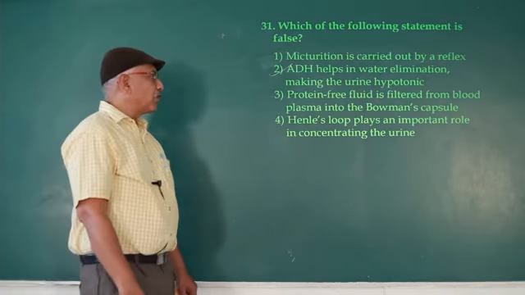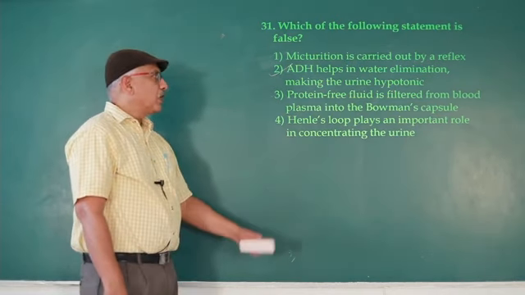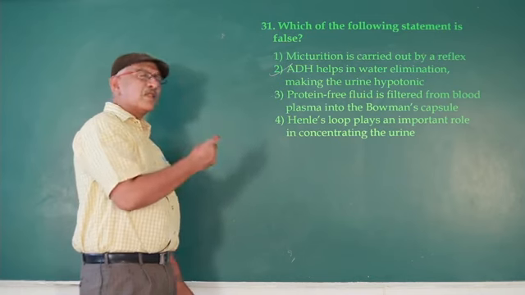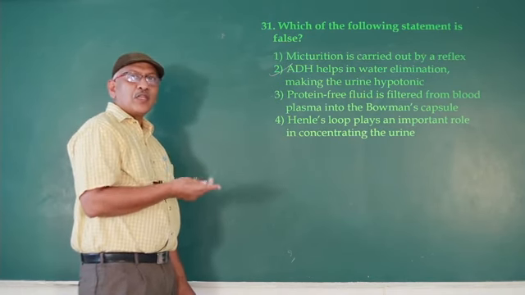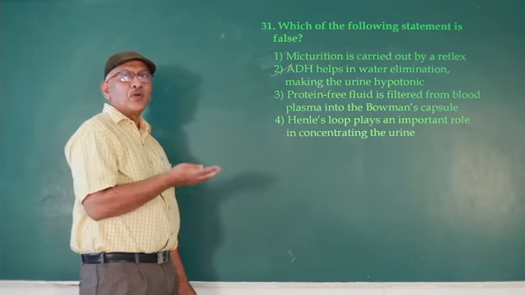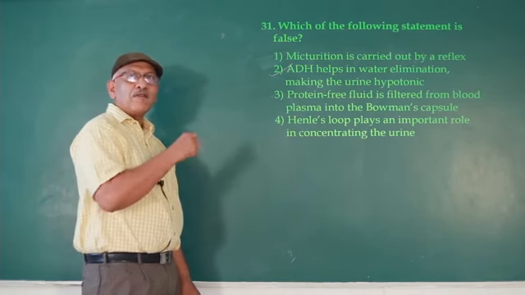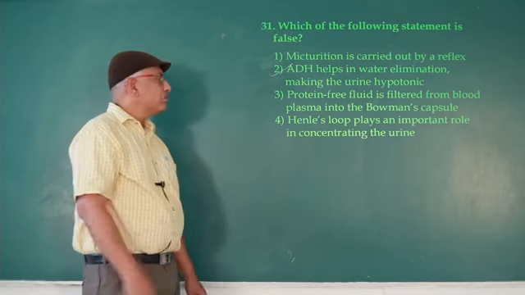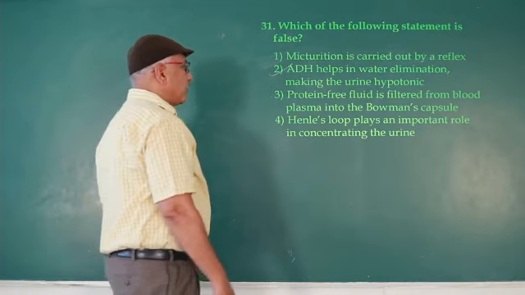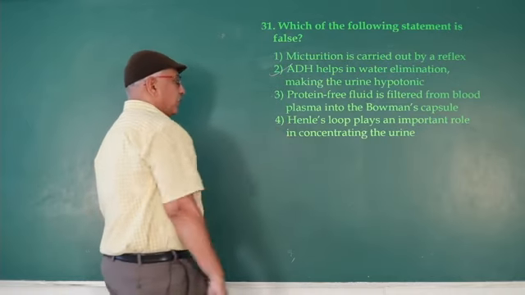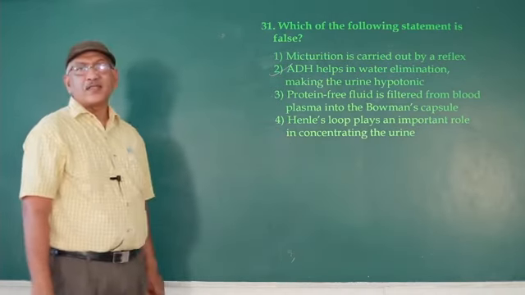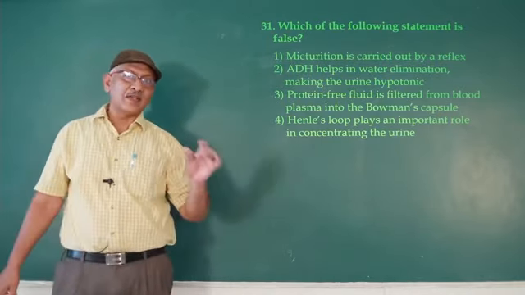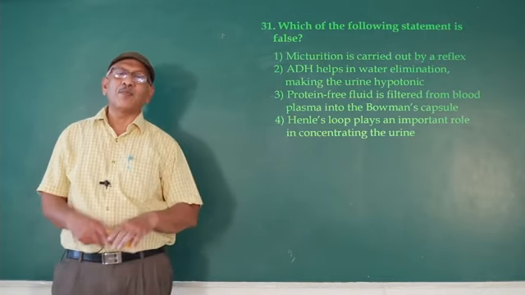Protein-free fluid is filtered from blood plasma into the Bowman capsule, correct. So what is the difference between the composition of blood in the glomerulus and the composition of primary urine in the Bowman capsule? Only protein. Macromolecules fail to cross the filtration membrane. Henle's loop plays an important role in concentrating urine. That is also correct. Only the second statement is wrong. So you should be careful about incorrect and correct statements in all chapters.